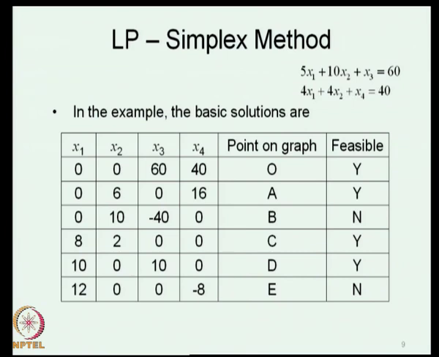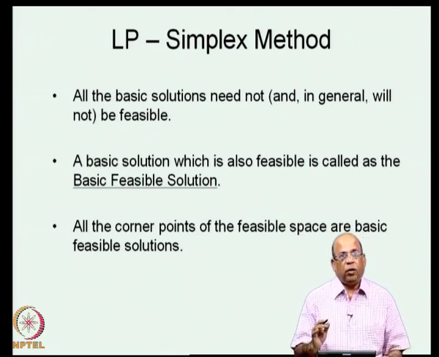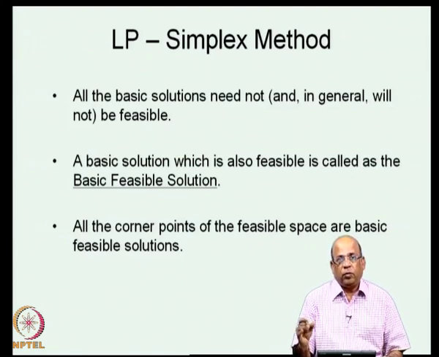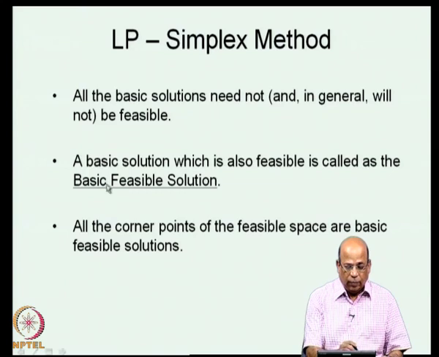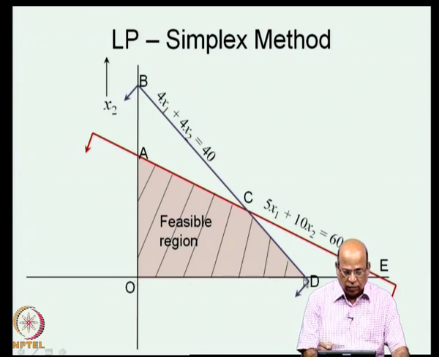The basic solutions which are feasible are called basic feasible solutions. In this case, you get 4 basic feasible solutions, and the basic solutions which are not feasible are called the non-basic feasible solutions. These are important points that you must remember. All the basic solutions need not be feasible, and the basic solution which is also feasible is called a basic feasible solution, and all the corner points of the feasible region are basic feasible solutions.